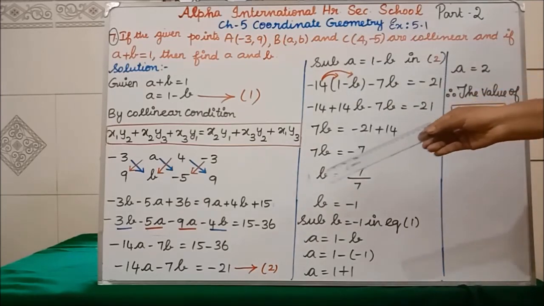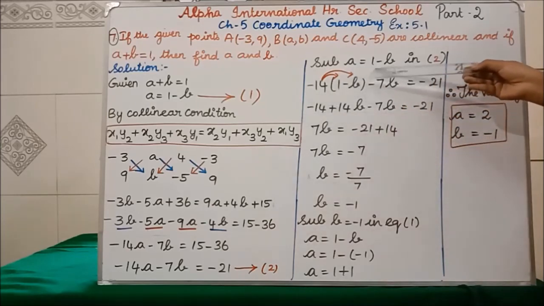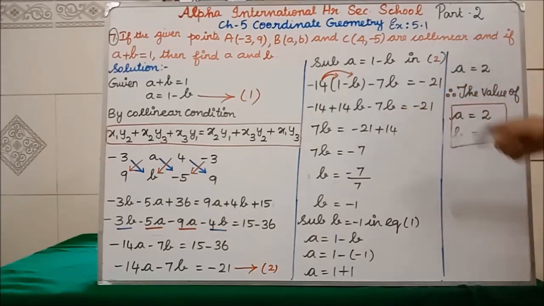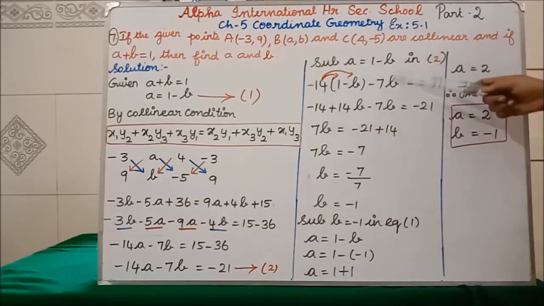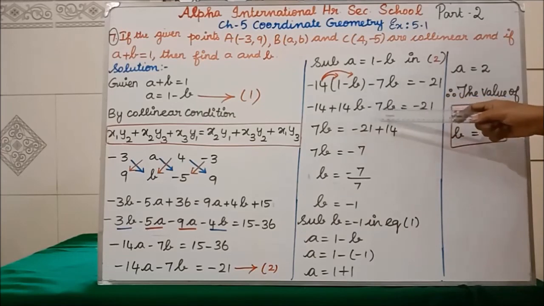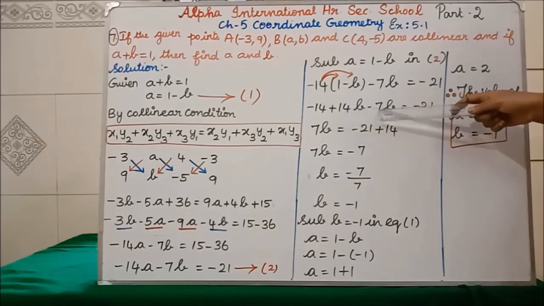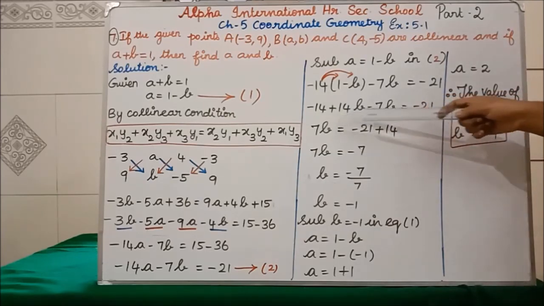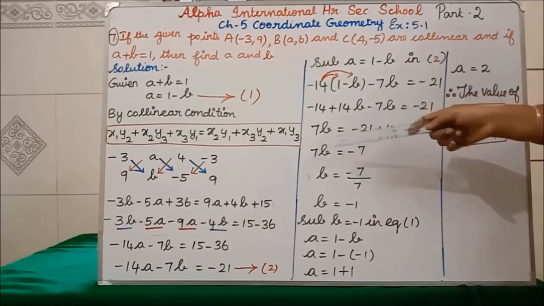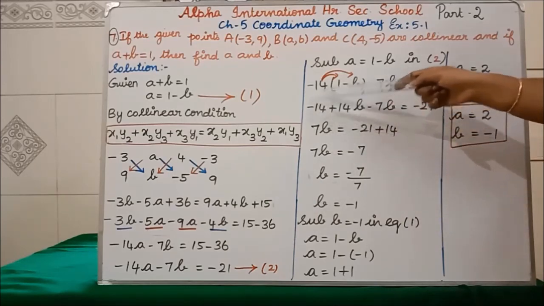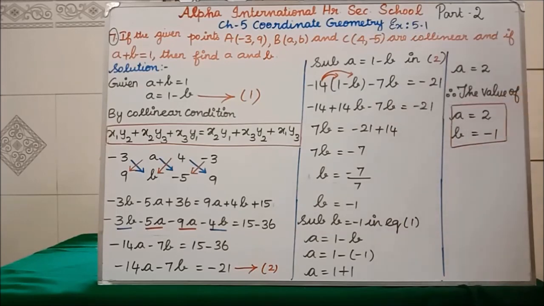Clear? -14a is there, down. So instead of a we have 1 minus b. Now multiply the minus inside. -14 into 1 is -14. Minus into minus is plus 14b. Then -7b equal to -21. Clear? The next step: the -14 is a constant term. Remaining is plus 14b and -7b, both are like terms. 14 minus 7 is what? 7b equal to -21 plus 14, since -14 coming to this side becomes plus 14.